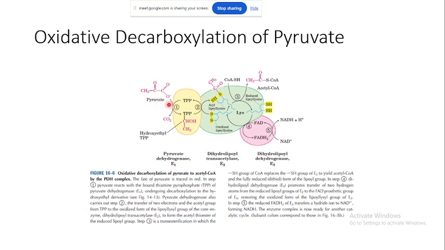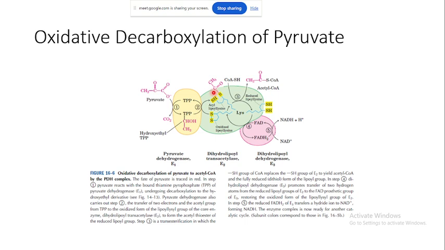If it loses the CO2 molecule, then it will become CH3 CHOH, and this electron deficient carbon will be attached with the TPP, thiamine pyrophosphate, which is a cofactor. That is the job of the pyruvate dehydrogenase, which will catalyze this decarboxylation reaction where the CO2 group is eliminated, and it will make this reaction intermediate, which is also called hydroxyethyl TPP.